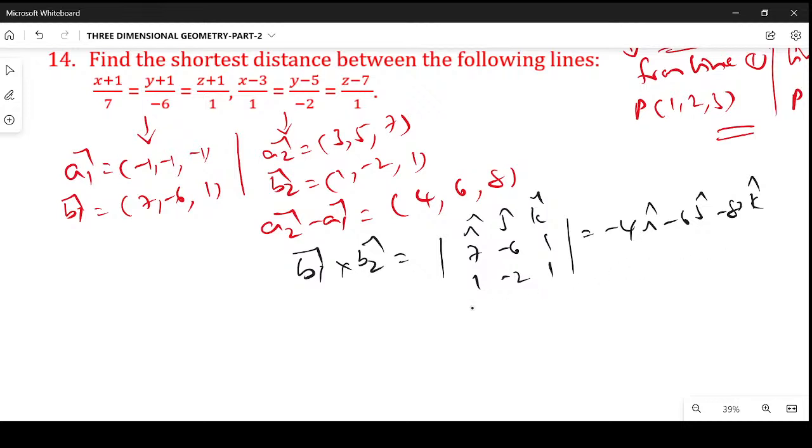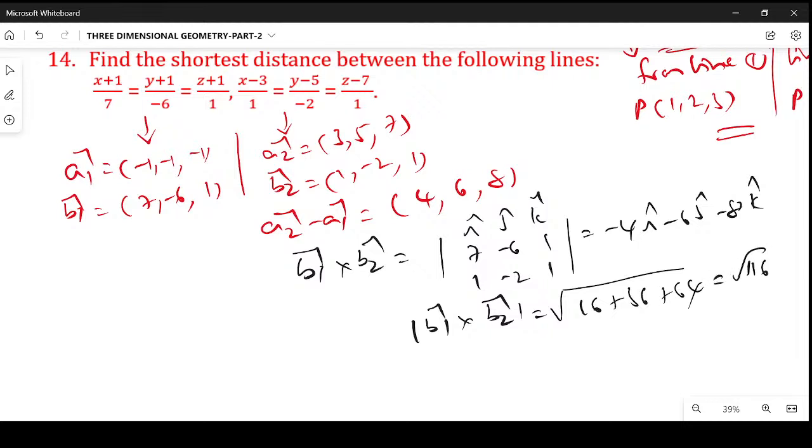We also want the magnitude of b1 bar cross b2 bar. The magnitude is the root of 16 plus 36 plus 64, which is root 116. But we also have the formula requiring the dot product of a2 bar minus a1 bar with b1 bar cross b2 bar.